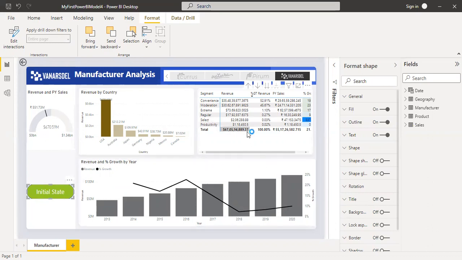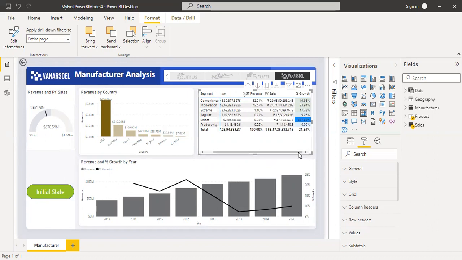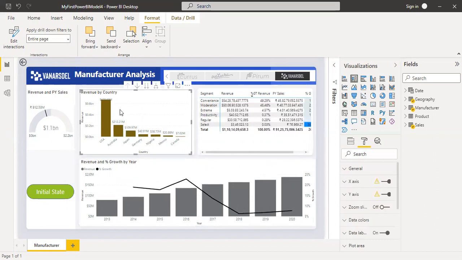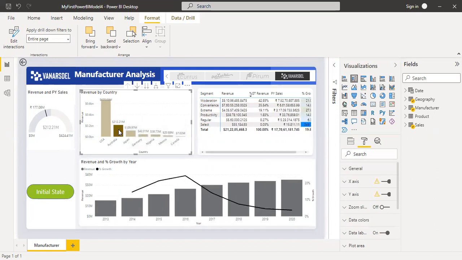And if we take the chart here, it's basically a chart showing the segment-wise revenue of the company Vanarsdel. It shows the percentage growth of 337.49% for the selective products. If we take Australia as a country, it shows around $212.21 million as revenue in this chart.